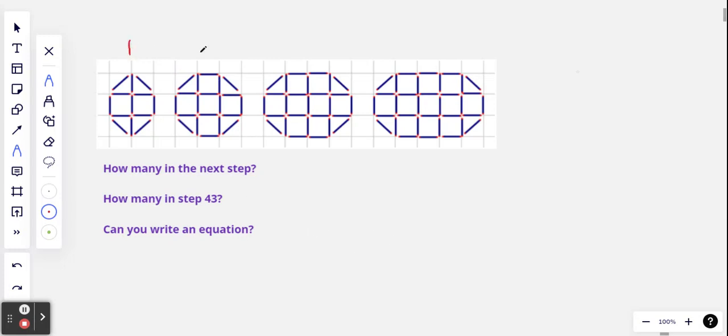Here's our pattern today. Here's step 1, step 2, step 3, step 4, and your challenge is to determine the number of line segments in step 5. If you can do that, can you determine the number in step 43? And can you write an equation that can be used to determine the number of segments in any step at all? That's the challenge. If you'd like to accept it, pause the video and see what you can do.